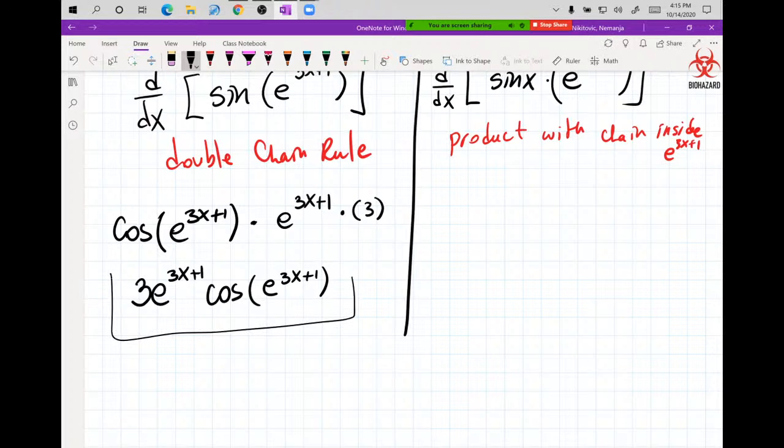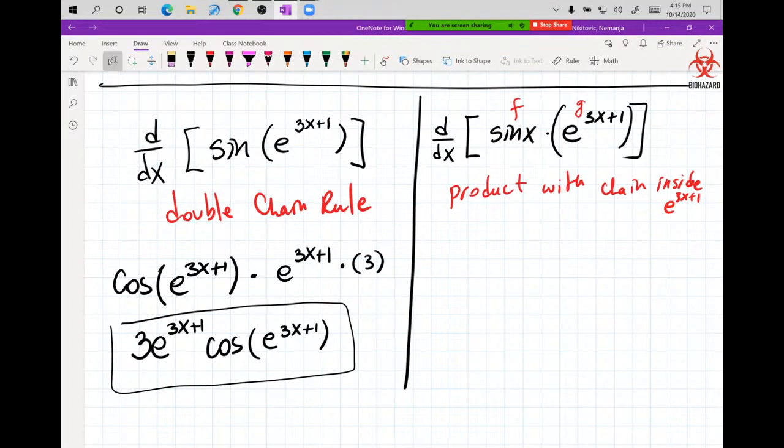And that would be it. On the right-hand side, we have a product rule. And the product rule formula, which we memorized from before, right? The derivative of uv is uv prime plus vu prime.